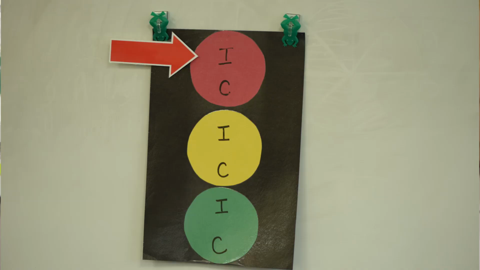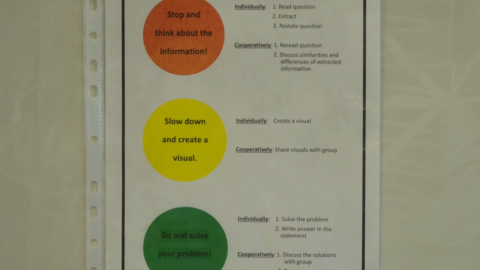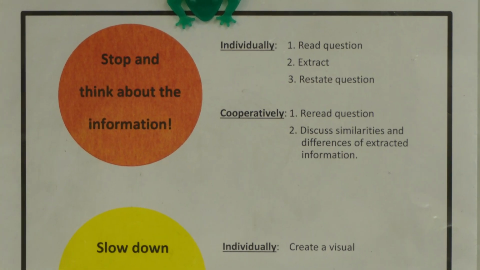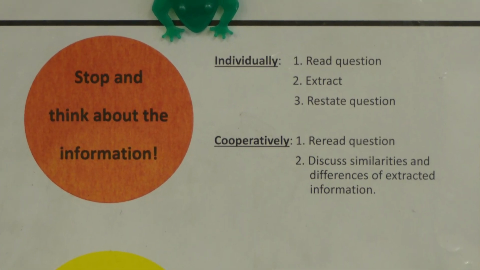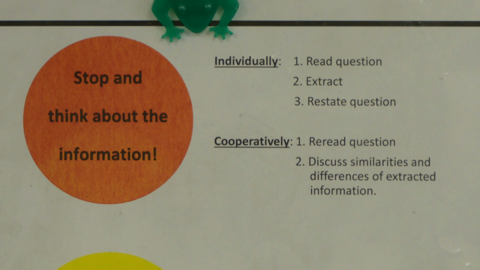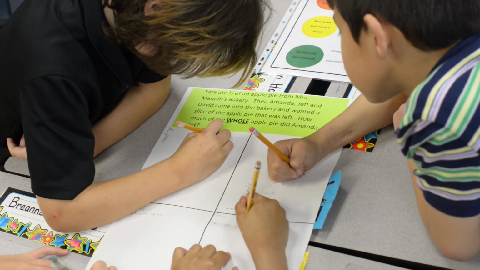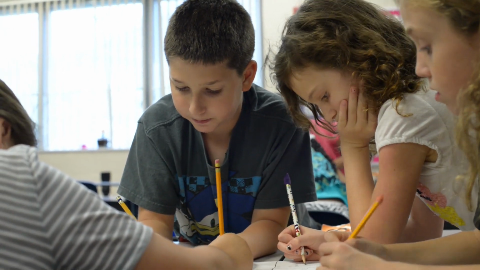The stoplight is something I used a lot this year. It's a great way to tackle these hard word problems that students tend to read and say, I don't get it. So the first part is that they have to read the question to themselves, and then they extract all of the important information that they need, and they restate the question as a statement so they can fill in their answer and make sure that it makes sense.